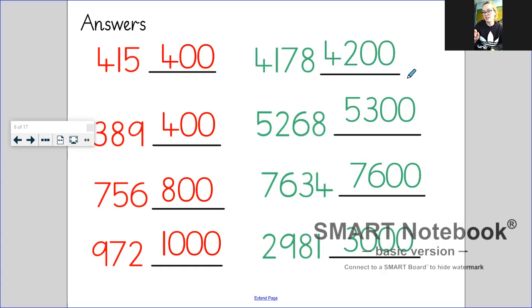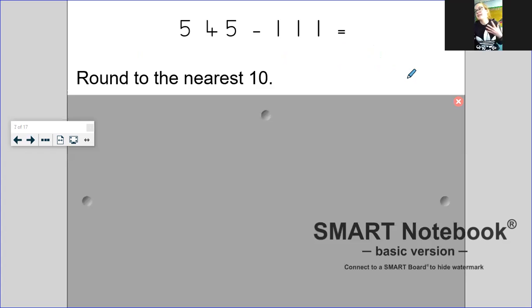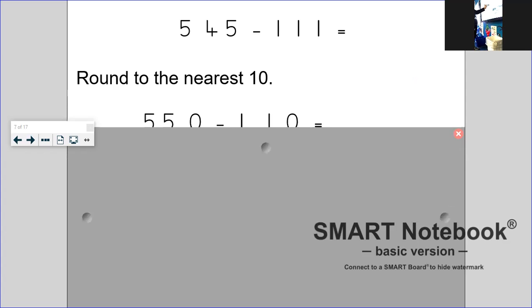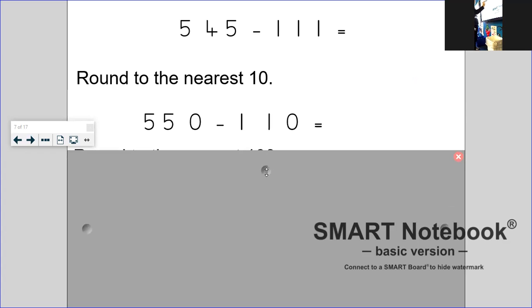Let's continue now. Okay, so we're using rounding today to help us estimate an answer. So we're saying that we think this answer will be around this number. And to do that, we've got to round our numbers. So we're going to round to the nearest 10 first. Let me switch all those around again. So we've got rounding to the nearest 10. Well, we've got 550 and 110, because 545 has gone up to 550 and 111 has gone down to 110. So that's a good little bit of rounding, but we can make it even easier.